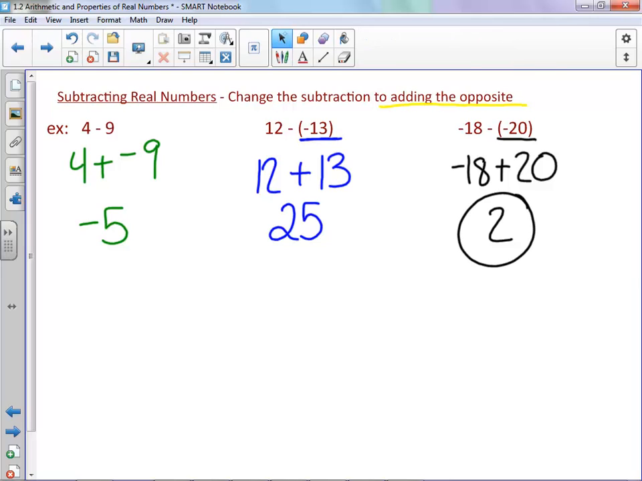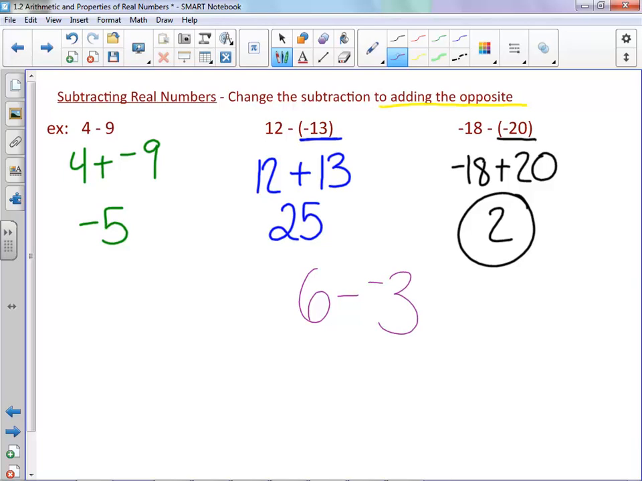A helpful idea to remember with these is anytime you have a minus a negative, so let's say you have 6 minus a negative 3, for example. When you add your opposites, these are going to cancel and make it addition. So anytime you have two negatives next to each other, it becomes addition, which would then just become 9.